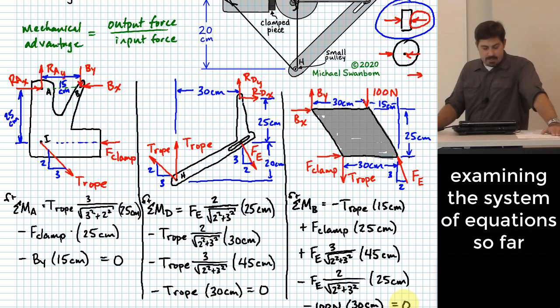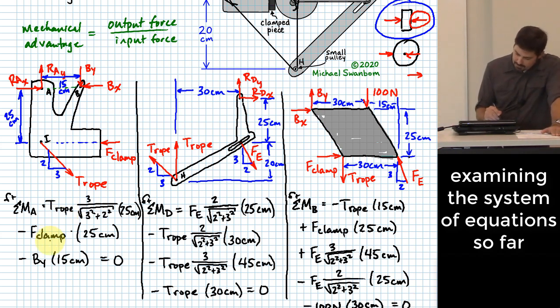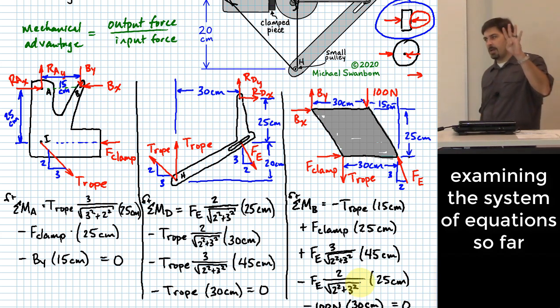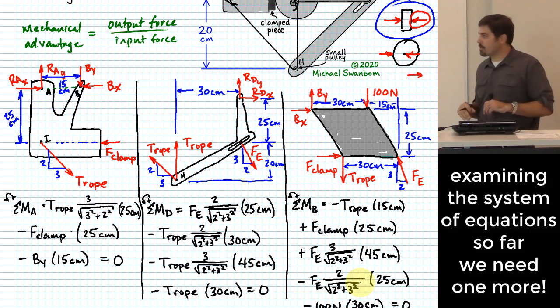Look in these equations. We have T-rope, F-clamp, BY. We have T-rope again over here. We now have another one, FE, so that now we're at 4. Over here we just have T-rope, F-clamp, and FE, which are all ones that we already counted. So how many do we have? 4. How many equations do we have? 3. Are we ready to solve yet? Probably not yet. What's another thing we could do though?